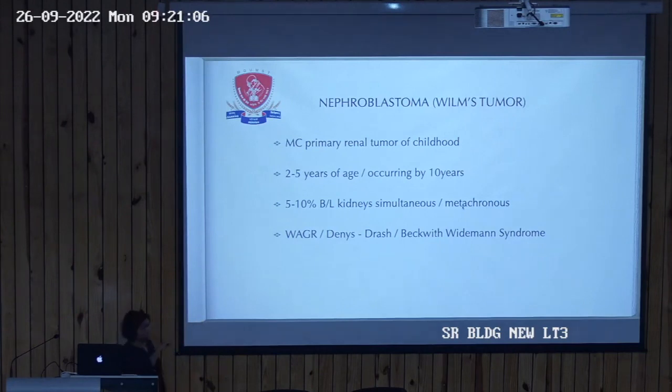So that is WAGR syndrome. W is Wilms, A for aniridia, G growth retardation, and R you can just Google or refer to your textbooks and see. The second syndrome is Denys-Drash, and the third one is Beckwith-Wiedemann. These are all associated with nephroblastoma. It's given in your textbook. You need not write it. It will be there.